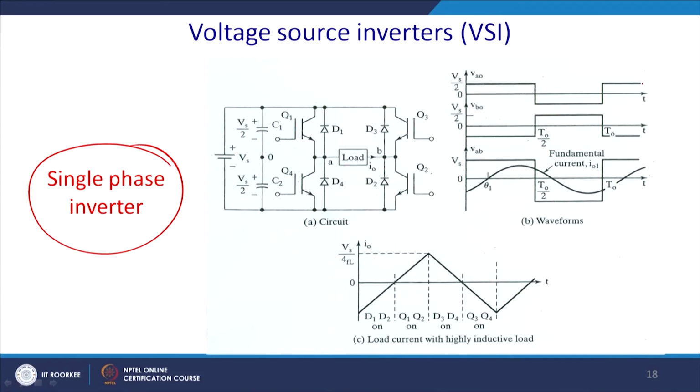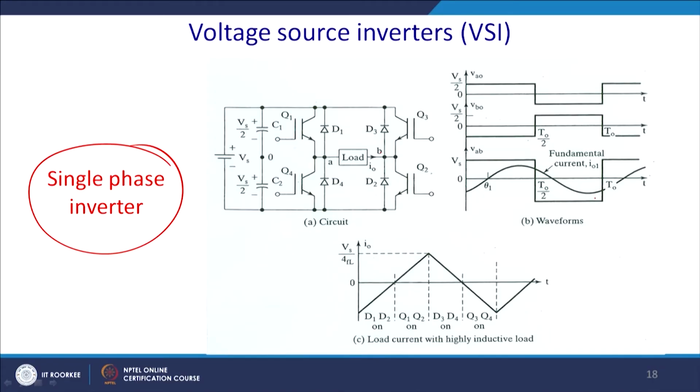So, this is the Vs by 2, and this is the voltage applied once Q1 and Q2 are on. Voltage AO will be essentially half of the supply voltage, and voltage BO will be the negative. If you combine, then it will be the line voltage AB between these two, and you will get the full Vs. You will see that the square wave is the voltage applied, and we assume that the current is highly inductive, and for this reason the current is phase lagged by angle theta.